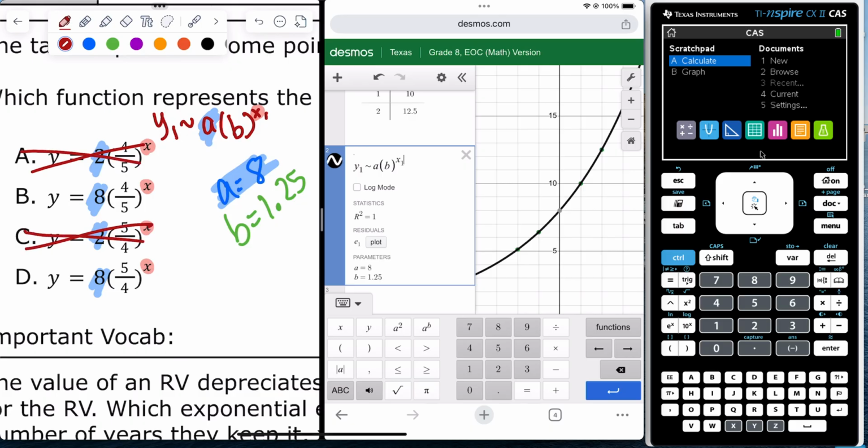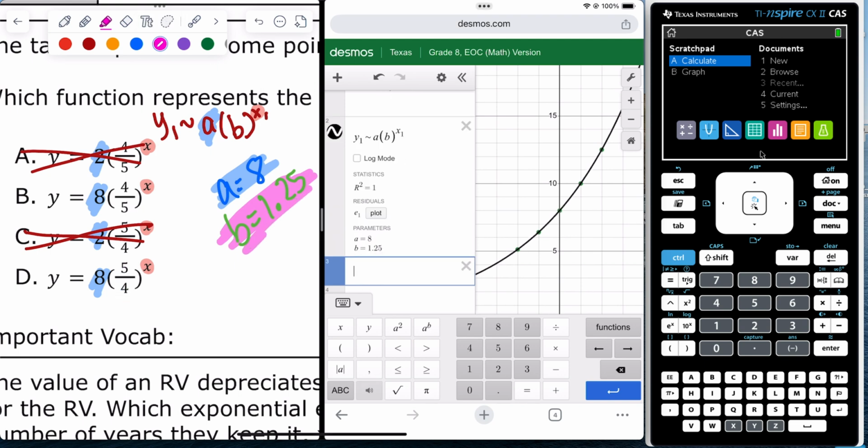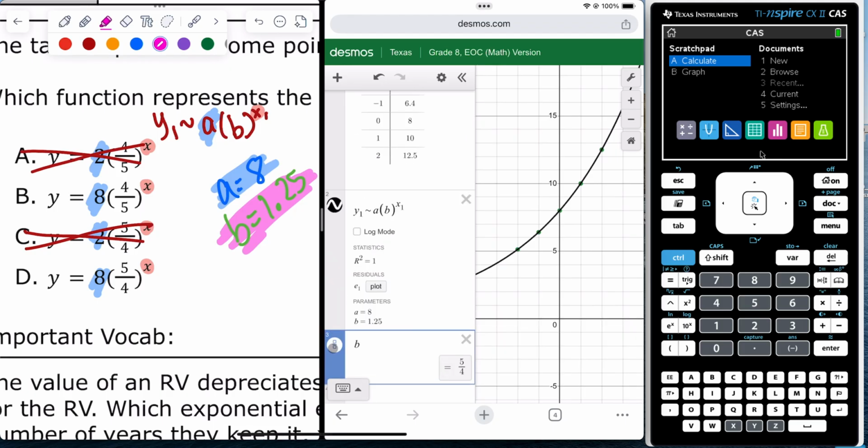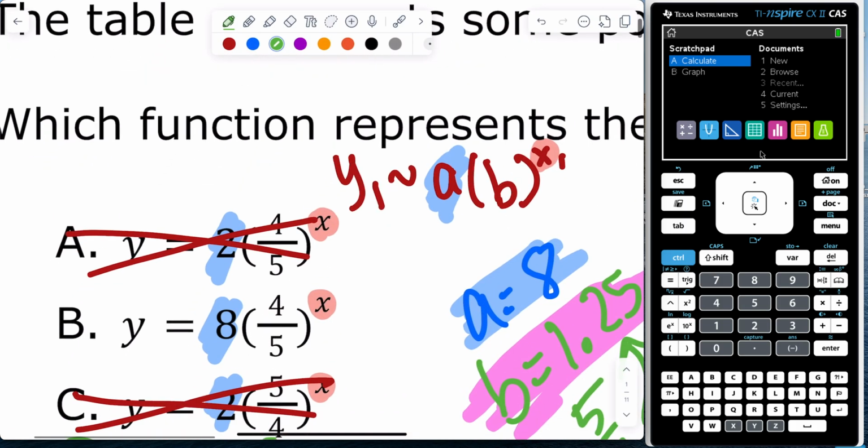Now, this 1.25 doesn't match either of these. So what I need to do is, I know I'm looking for B, so in Desmos, I'm going to type B right here. And then I have this little fraction symbol right here, and I'm going to change it. And that gives me B equals 5/4, which is the same number, just looks different, which means D would be my answer. Okay, D would be my answer.